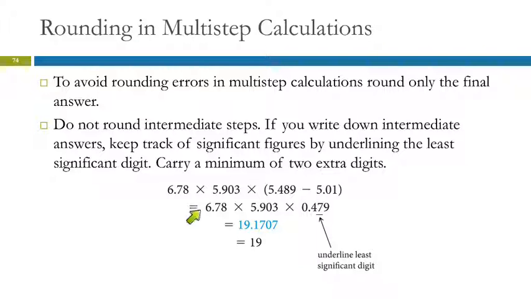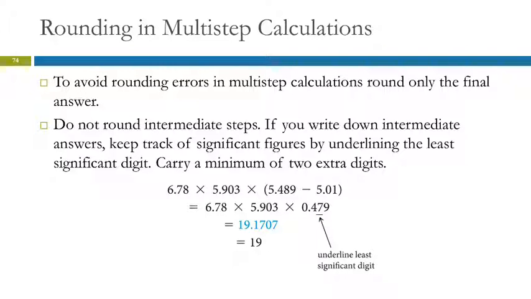So here's an example of a mixed operation problem where we've got multiplication mixed with subtraction. Okay? And there's a bunch of problems like this on that worksheet. So what we need to do is look at the result of the subtraction. PEMDAS, P-E-M-D-A-S, please excuse my dear Aunt Sally, right? Parentheses, exponents, multiplication, division, etc. So we're going to do what's in the parentheses first. So when we take 5.489 and we subtract 5.01, your calculator will give you 0.479.